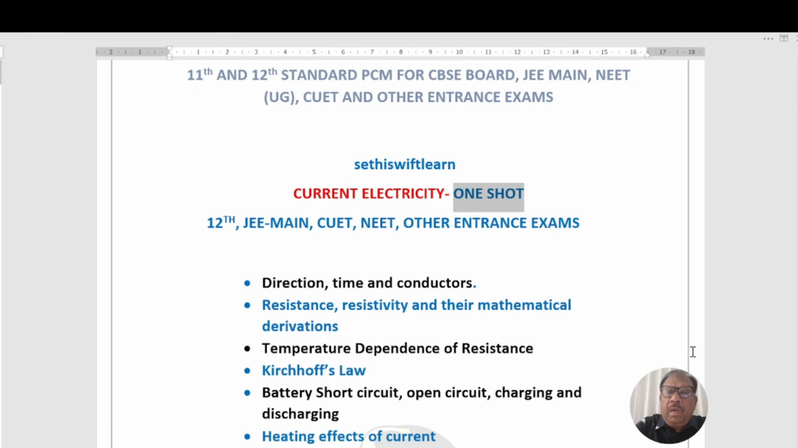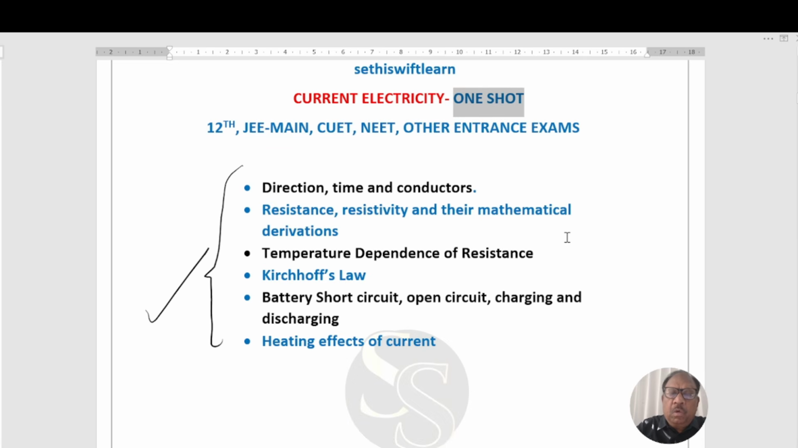Tricks and concepts on these will be discussed in this session. It is requested to go through the session completely. Now let's start with the question and concepts.